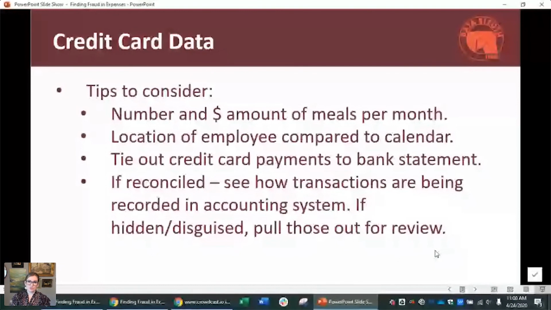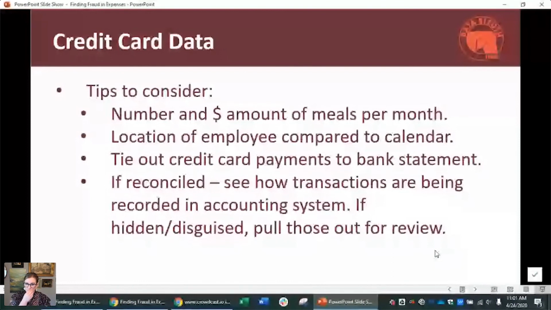We also need to make sure that any credit card payments we have, that they tie out to the credit card payments that we're seeing on those bank statements, to make sure the credit card statement we're looking at was actually paid for by the business. That's sometimes a link that's forgotten.